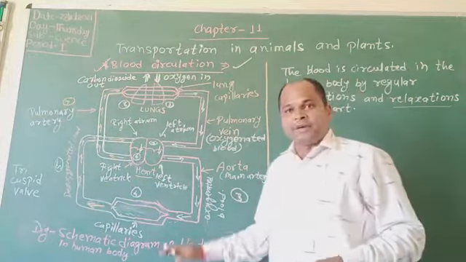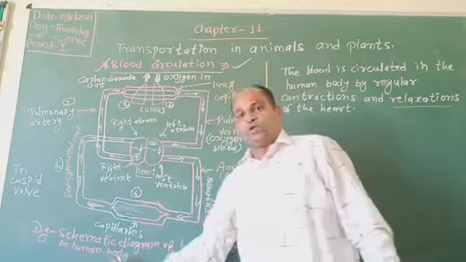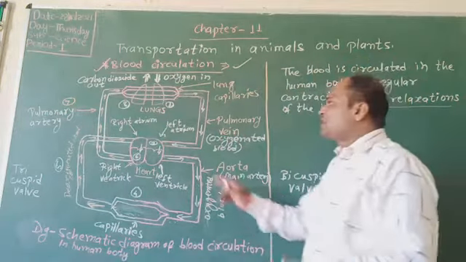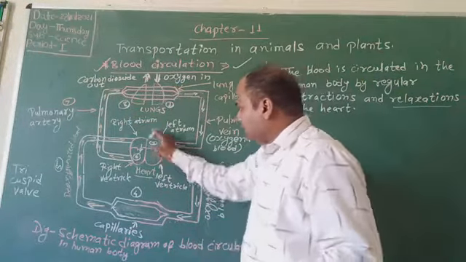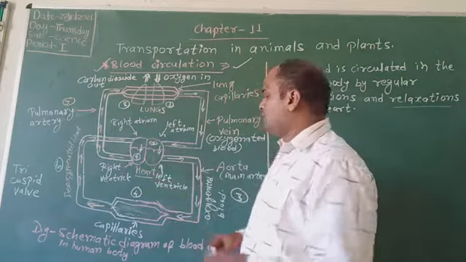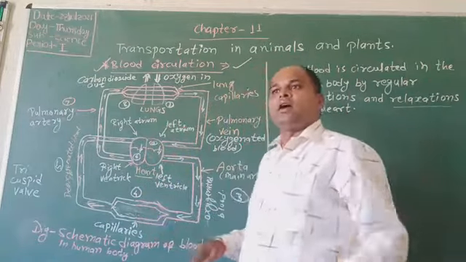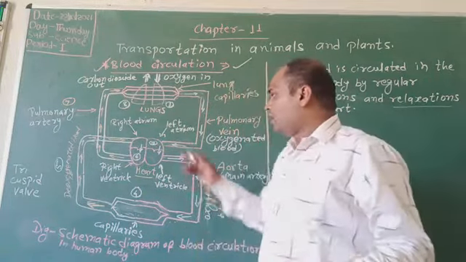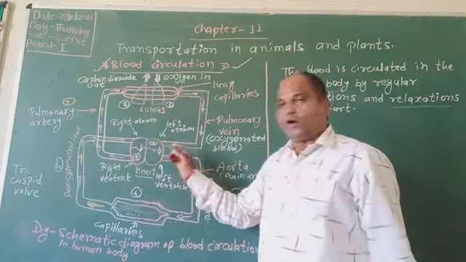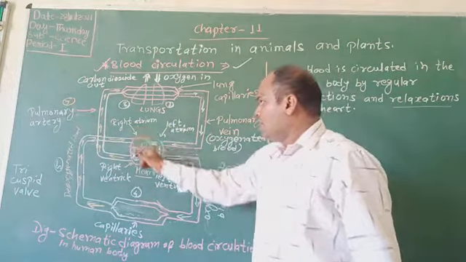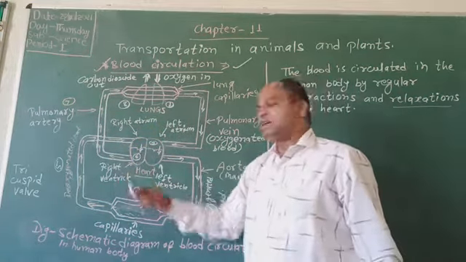So students, look at the picture. This picture shows a schematic diagram of blood circulation in the human body. In this picture, this is the lungs. And this is the heart. Students, the heart is divided into 4 chambers. I have already explained the structure of the heart in previous classes. The heart has 4 chambers: one is the right atrium, second is the left atrium, third is the left ventricle, and fourth is the right ventricle.